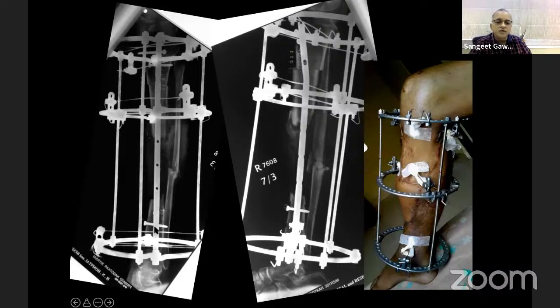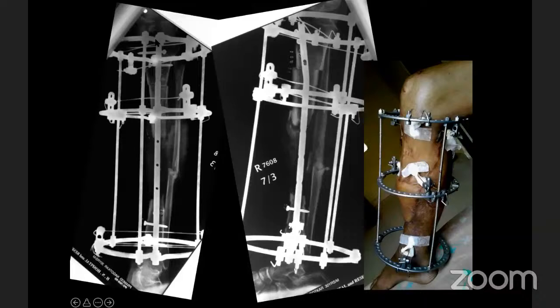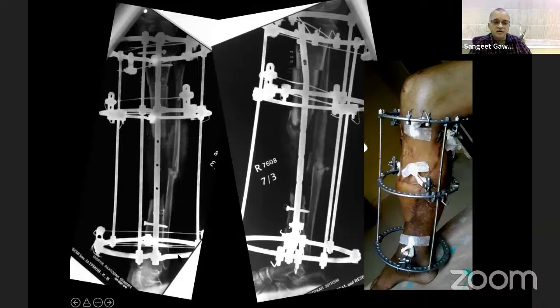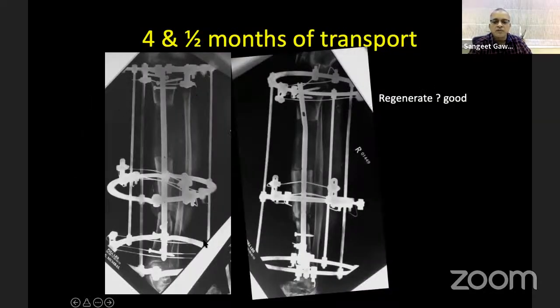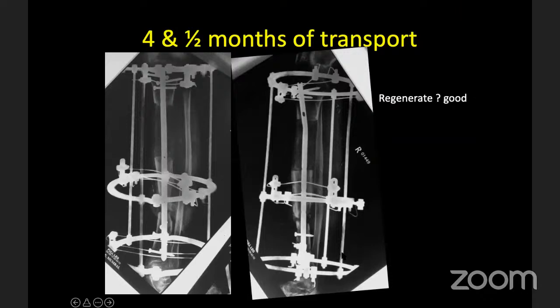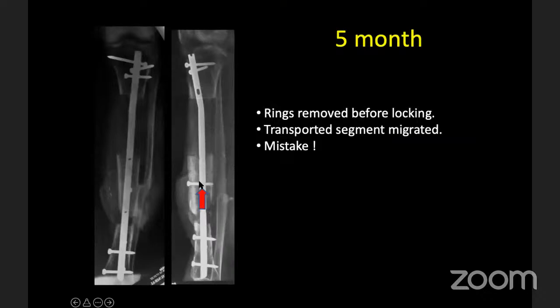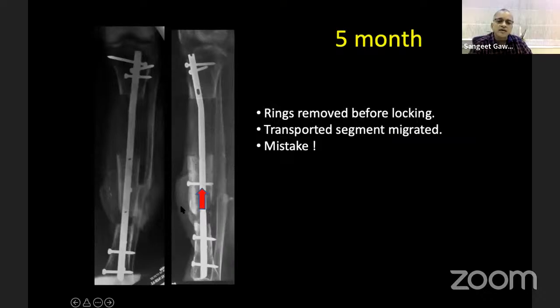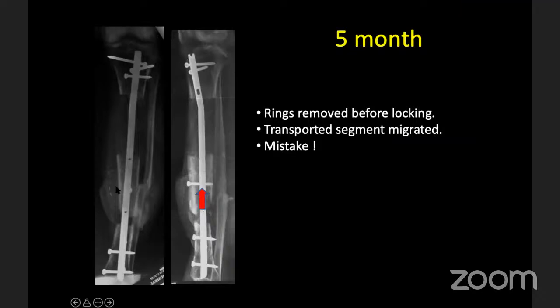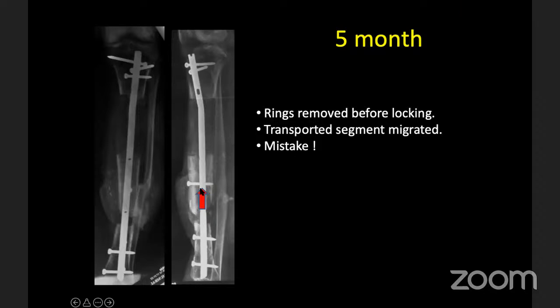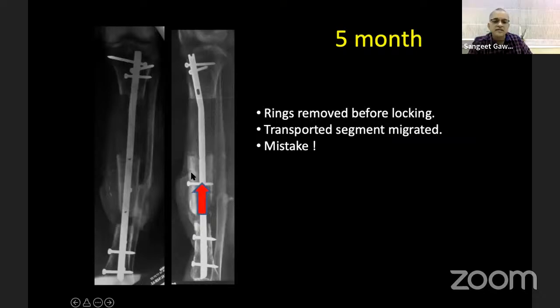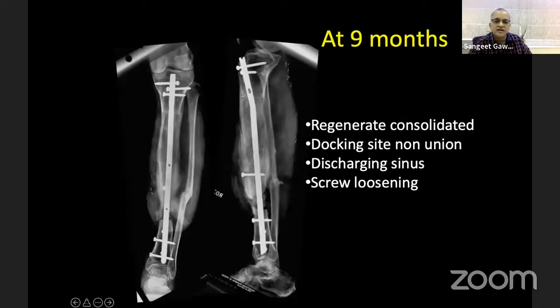After fixing the nail in the proximal and distal fragment, a corticotomy was done. The proximal and distal fragments were fixed with 2 rings and the transporting fragment with a single ring, and the transport was started here. Once it progressed and the transport was complete, it was time to remove the rings and lock the nail with the help of screws so that the transported segment is stabilized. During that process, the transporting segment migrated a little bit up, and then subsequently the regenerate consolidated.